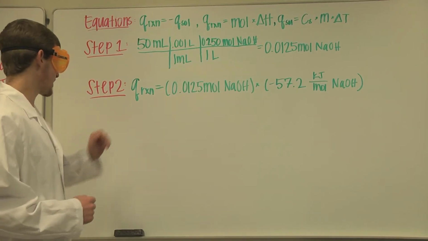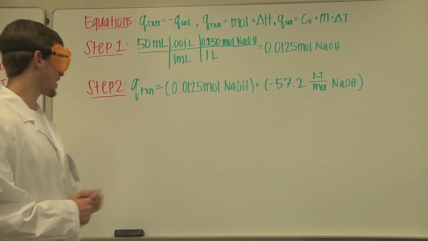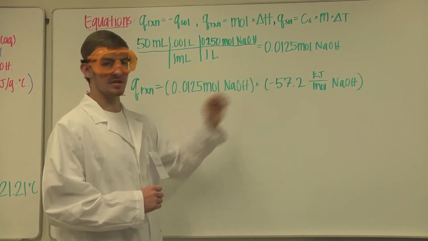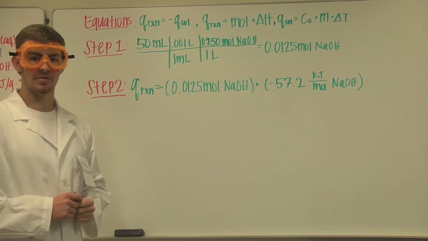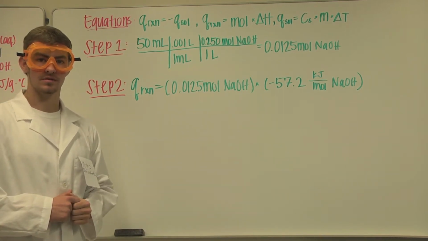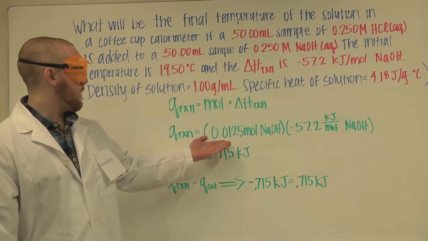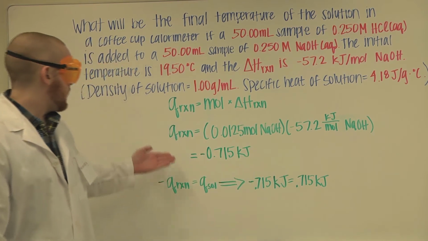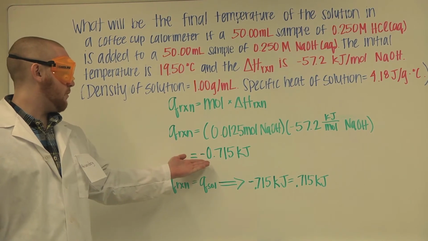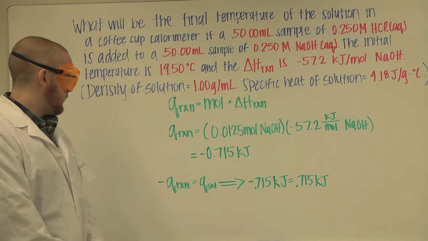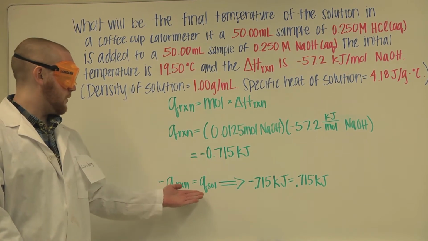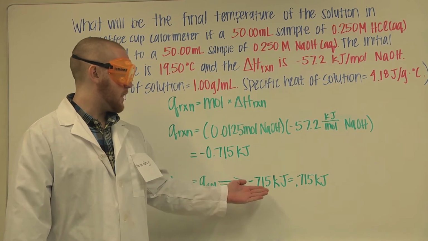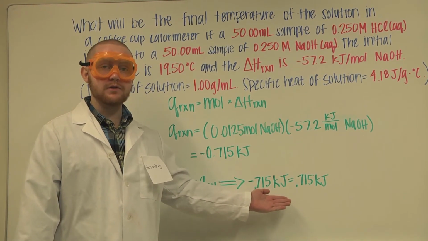In step 2, you're trying to find the Q of the reaction by multiplying the moles of NaOH that we found in step 1 by the given delta H. Now pause your video and make sure you have this correct. Now, by plugging in the molar value we found for sodium hydroxide with the given delta H of sodium hydroxide, we're able to get our Q of the reaction as negative 0.715 kilojoules. Since we know that the negative Q of reaction equals the positive Q of the solution, we know that negative 0.715 kilojoules of reaction equals 0.715 kilojoules for solution.